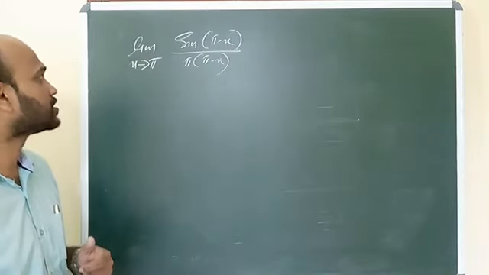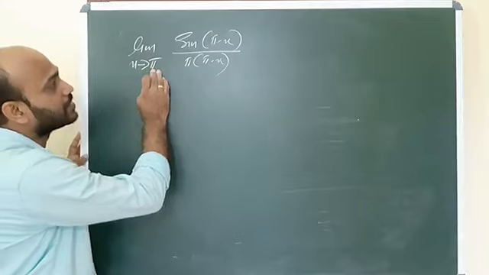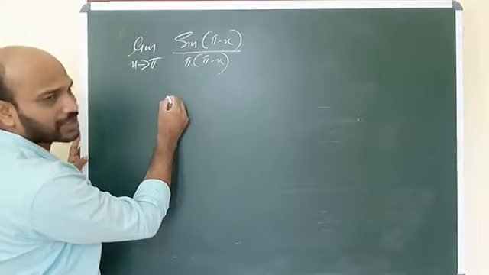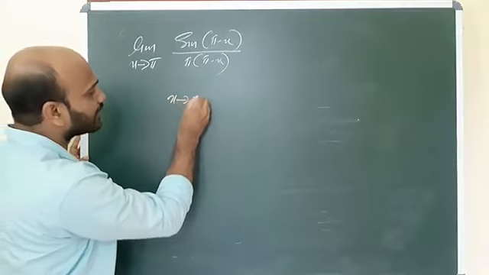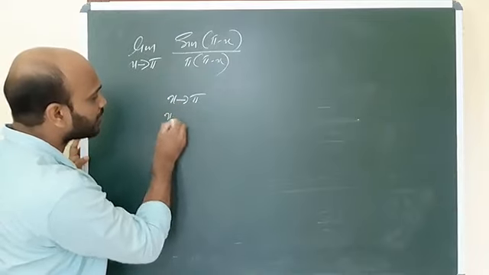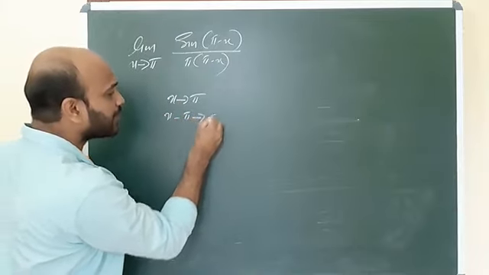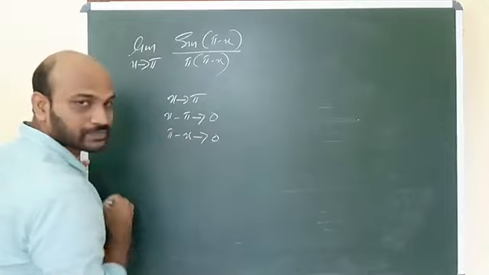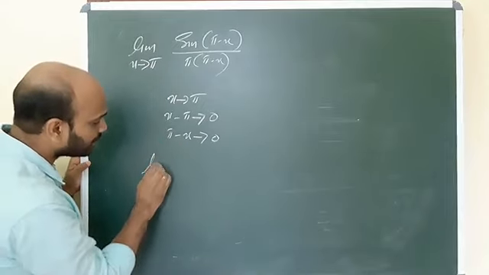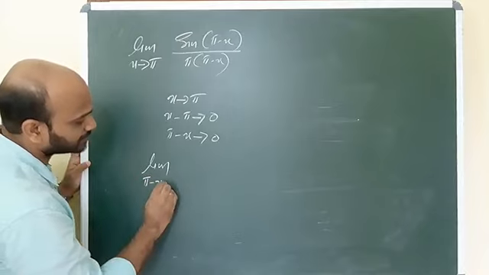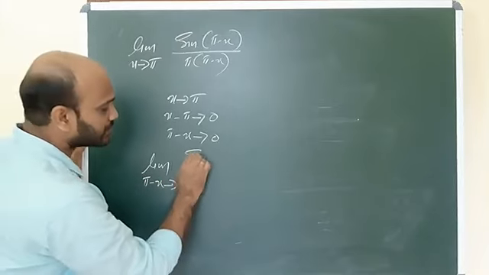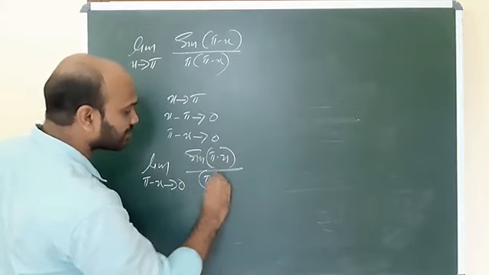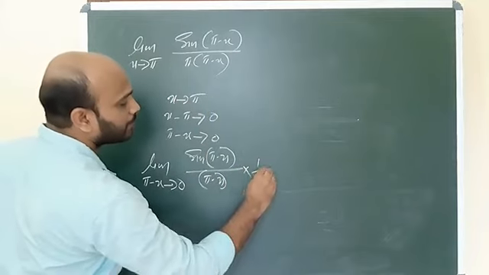Next question is another type of question. Limit x tends to pi, sin(pi minus x) by pi into (pi minus x). It's very simple actually. As x tends to pi, what about x minus pi? X minus pi tends to 0, right? That means pi minus x tends to 0. So this question we can rewrite as limit pi minus x tends to 0, sin(pi minus x) by (pi minus x) into this 1 by pi.